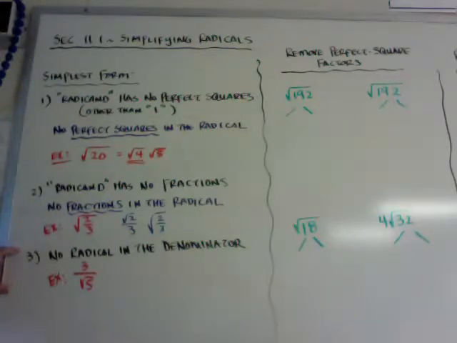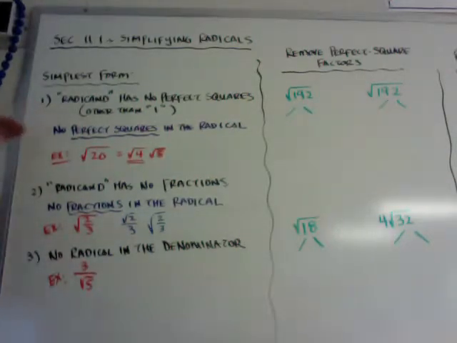And number three, the third rule, no radical in the denominator. For example, 3 over radical 5. That wouldn't work. And in this case, you can see radical 2/3 is a fraction, but radical 3 is in the denominator as well. So just be careful with all three rules.